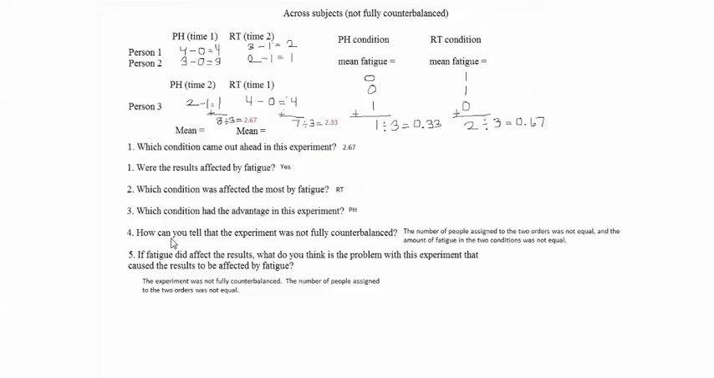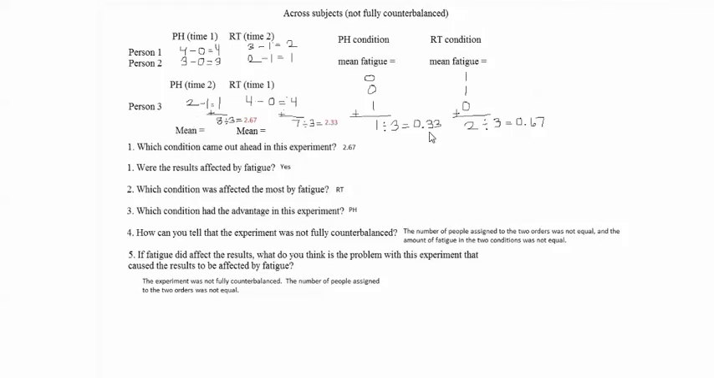And how can you tell that the experiment was not fully counterbalanced? Well, it was because the number of people assigned to the two orders was not equal. We had 2 people assigned to this order of pH followed by RT, and only 1 person assigned to this order of RT followed by pH. So it wasn't fully counterbalanced.